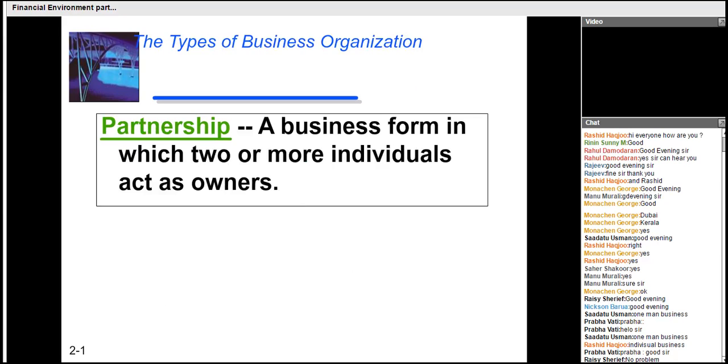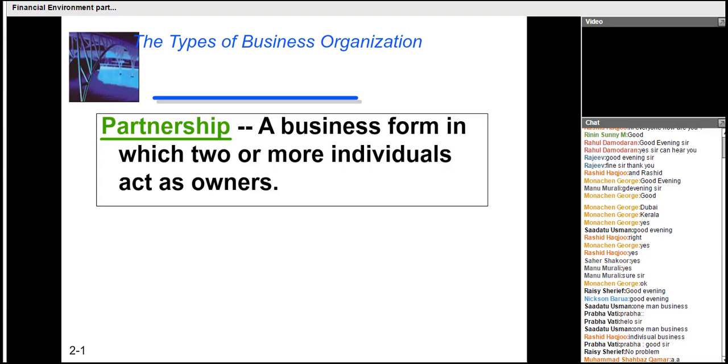Now, another form of business is the partnership. A business form in which two or more individuals act as owners. Okay, I can see Muhammad has come online. I welcome him. So when two or more persons agree to go into a venture, that is called a partnership.